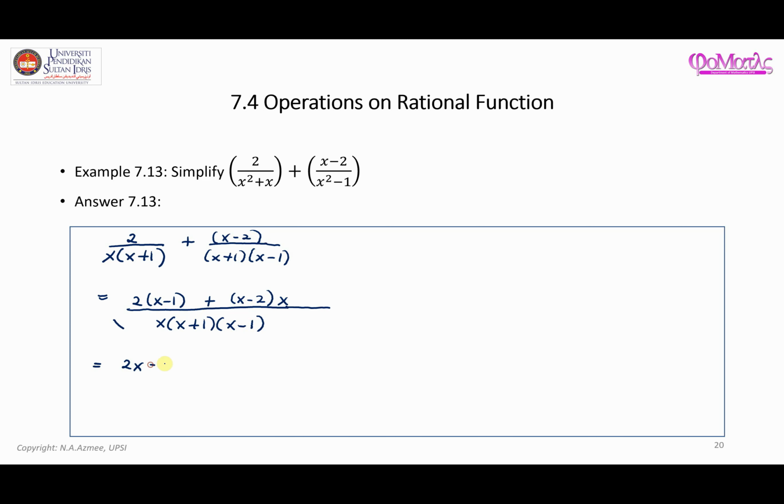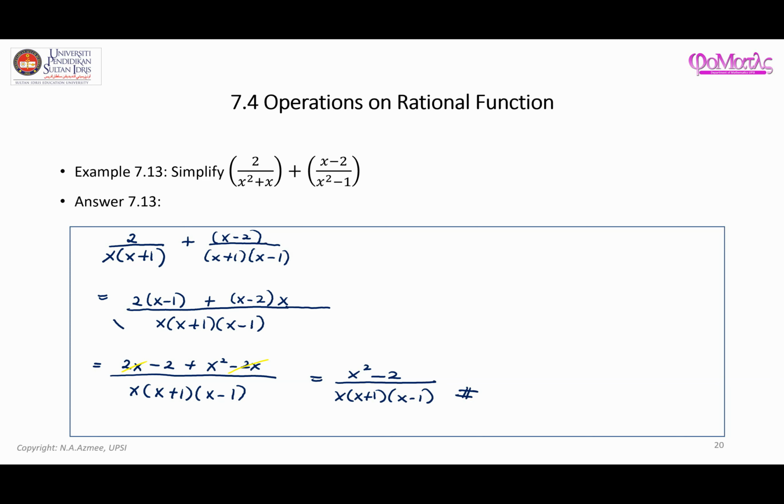That will be 2x minus 2 plus x squared minus 2x over x plus 1 times x minus 1, and obviously you can cancel negative 2x with 2x, and so the final answer here, I will rearrange this, is x squared minus 2 over x plus 1 times x minus 1. So this is the simplified form of this rational expression.